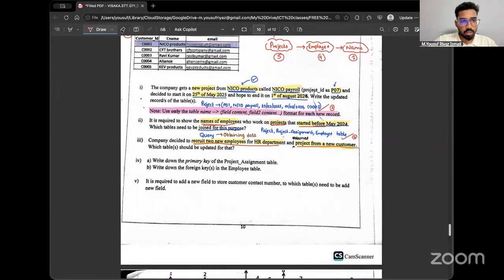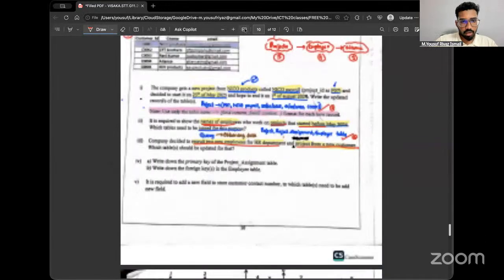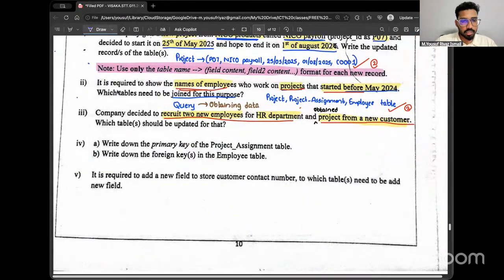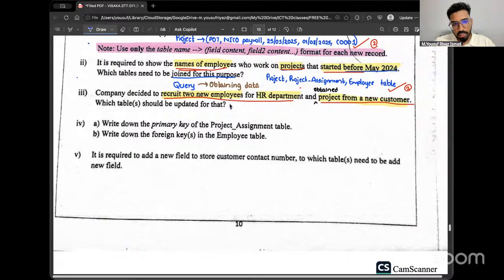So for that portion, to show that 2 new employees are hired for the HR department, I'm going to mention that we'll update the employee table and the department table. But you're still not done with the question. This is to show that 2 new employees have come for the HR department.